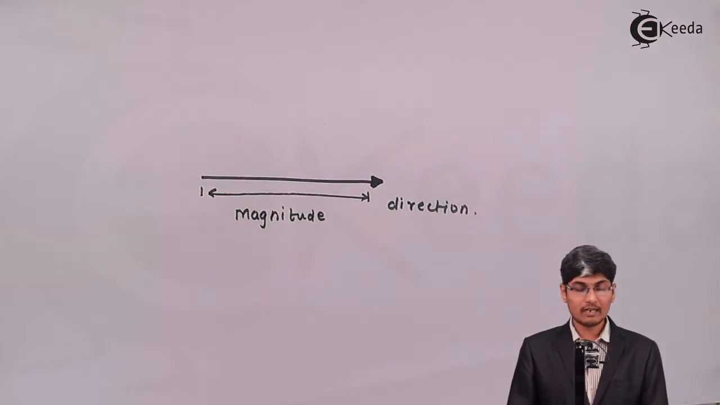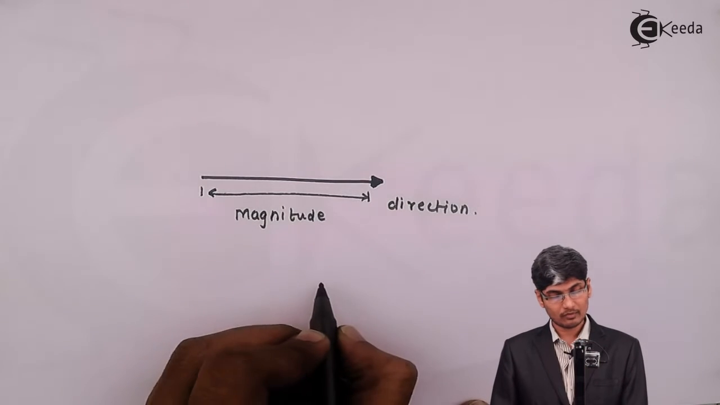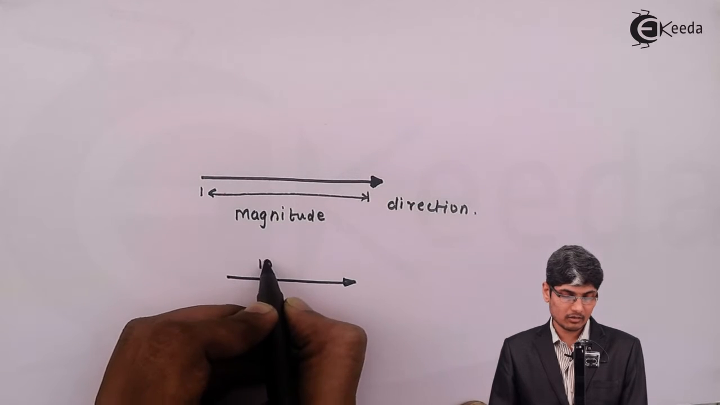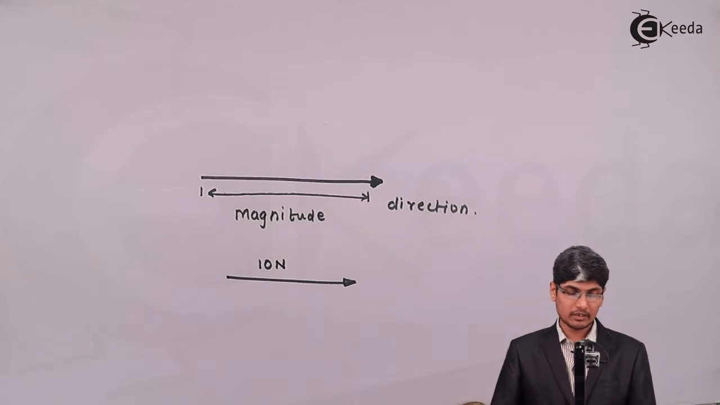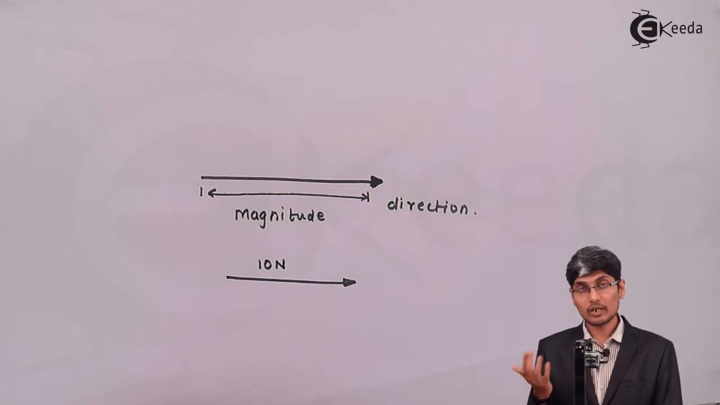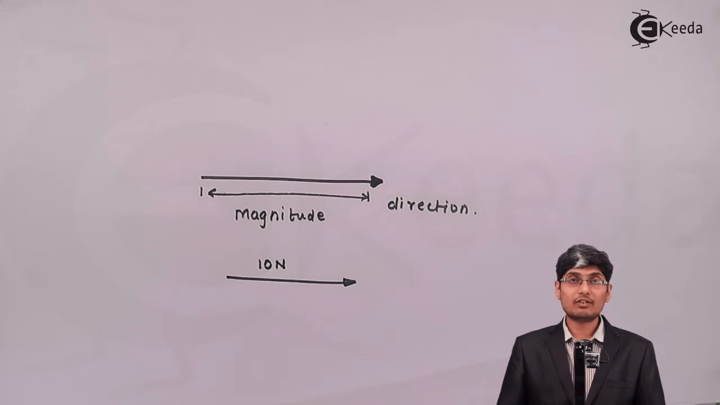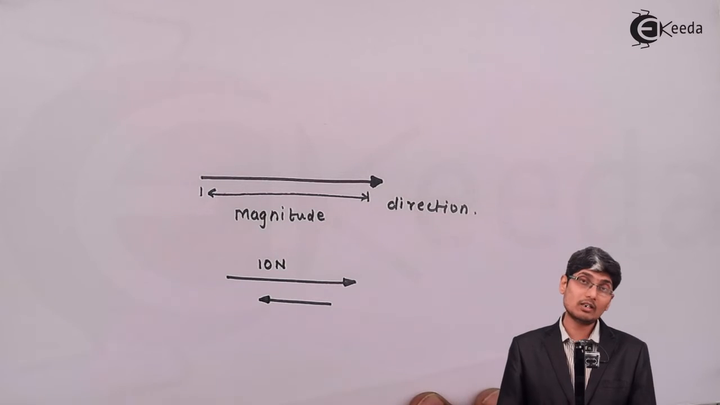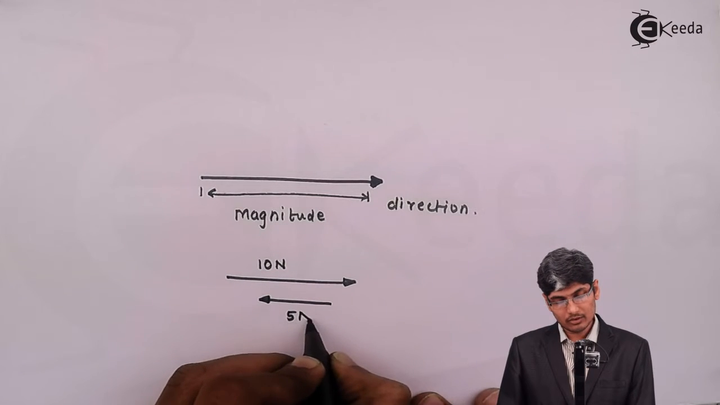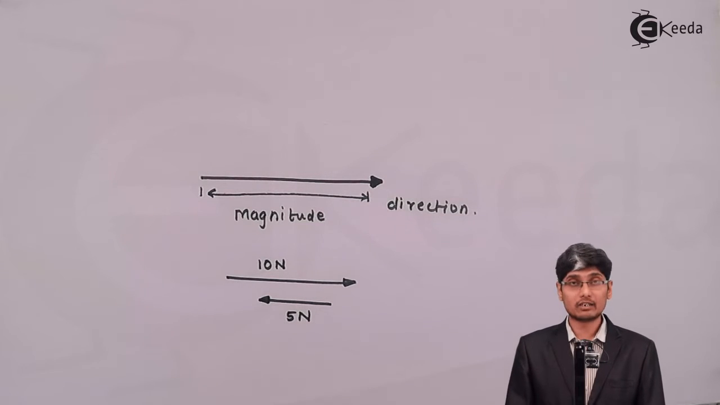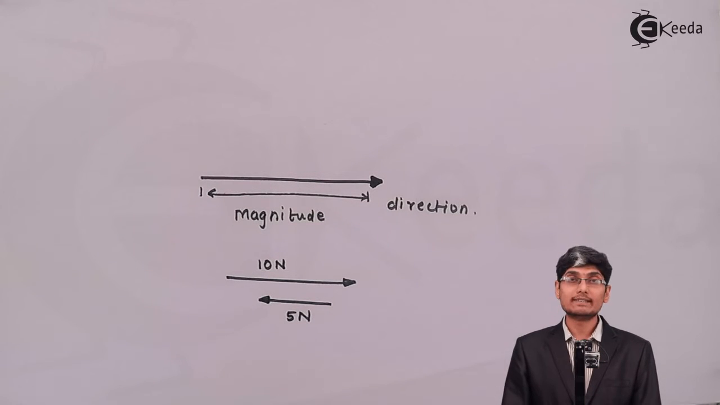So suppose I have a 10 newton force, then let's say I draw it like this. This is 10 newton of force in a particular direction, let's say towards the right, and I say there is a 5 newton force in the direction left, then I would draw a smaller segment with an arrowhead going towards the left with 5 newtons. So this is the way we represent a vector. So we have an arrowhead and we have a segment size.